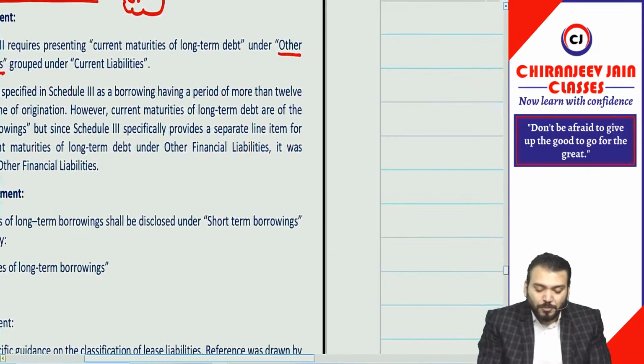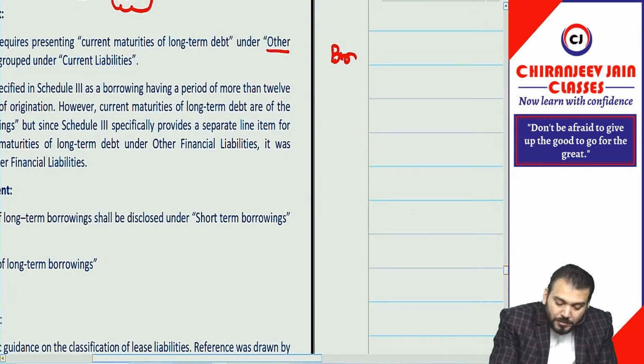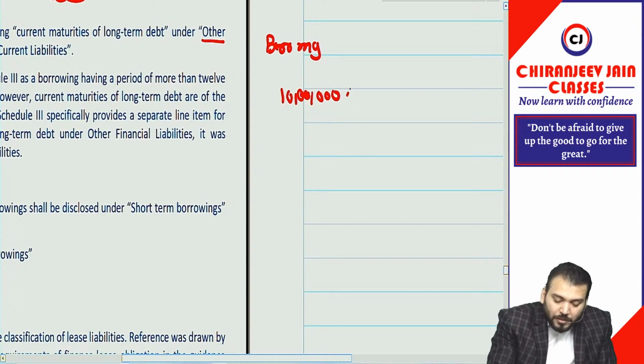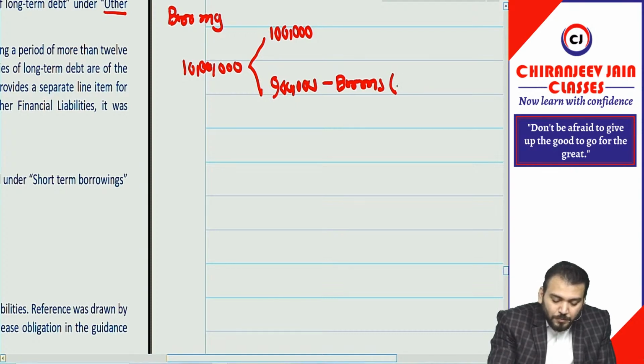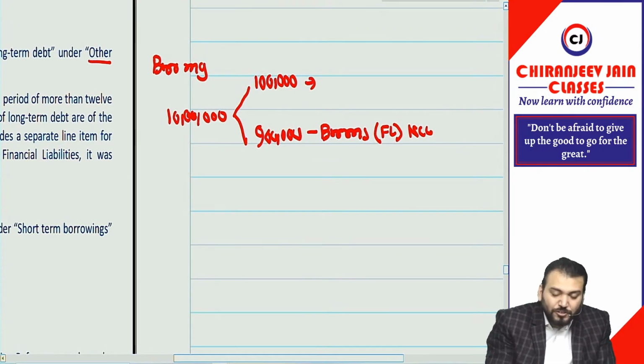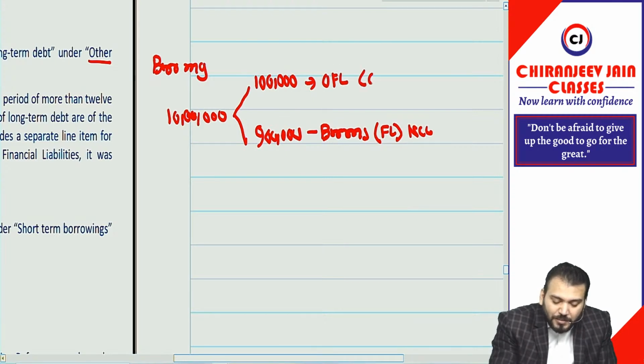Understood? Suppose there is some borrowing, and the amount due was 10 lakh. So we used to find out the current maturities. Current maturities means what is payable within 12 months. Suppose 1 lakh. Then the long-term portion becomes 9 lakh. This we used to disclose under borrowing, under financial liability, under non-current liability. And the current maturities we used to disclose under other financial liability, under current liability.